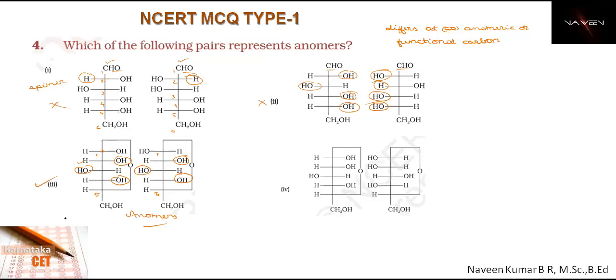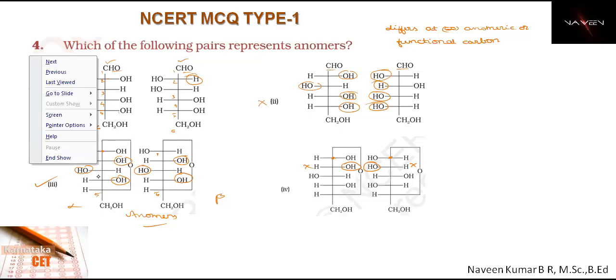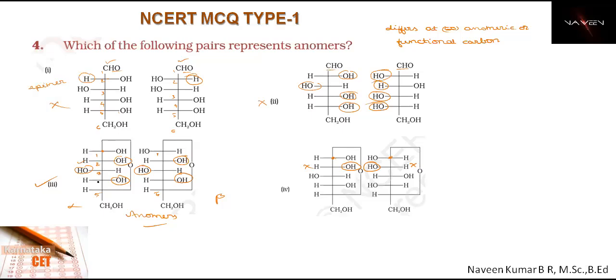So it is alpha D glucose and beta D glucose. If you observe here, on the anomeric carbon atom there is a difference, but apart from that, the second carbon is also not having the same configuration, hence it is not an anomer. To be anomers, the configuration on all the remaining carbon atoms should be the same, and the difference should be there only on the functional carbon. Hence the third structure represents the anomers. The correct answer is answer 3.